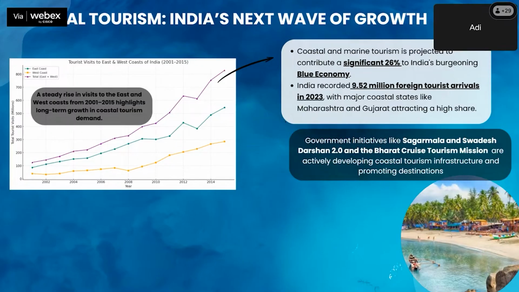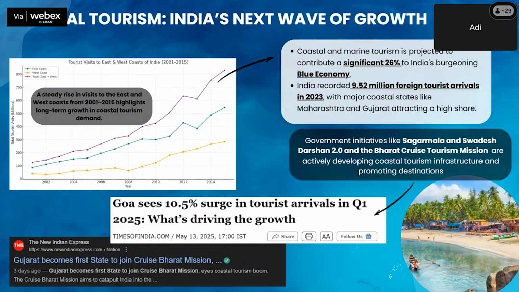India also recorded 9.52 million foreign tourist arrivals in 2023, after which we can see that the government has also started taking initiatives like Sagarmala, Swadesh Darshan 2.0, and the Bharat Cruise Tourism Mission, which are actively developing coastal tourism infrastructure and promoting destinations. Due to which we can see Goa saw a 10.5% surge in tourist arrivals in Q1 of 2025, and Gujarat has also become the first state to join the Cruise Bharat mission.